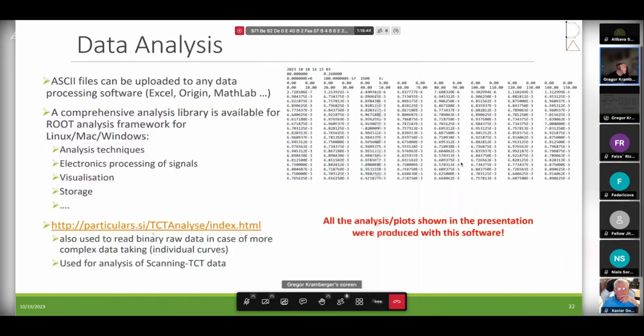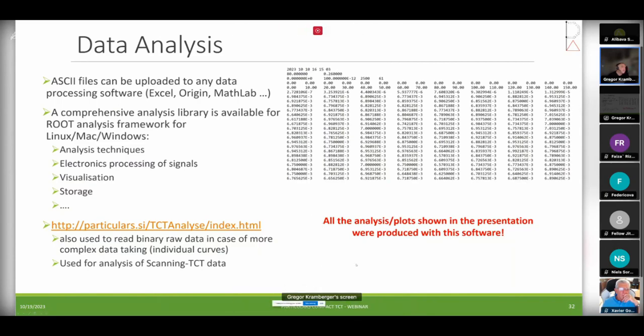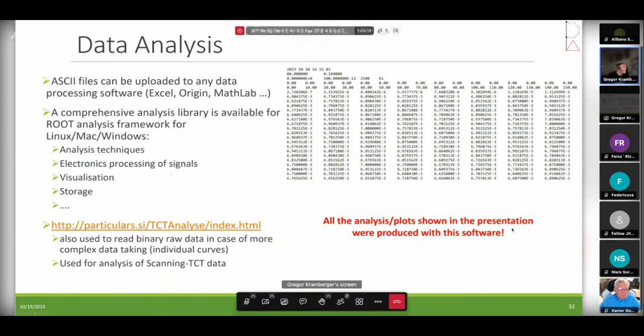Okay, so the data analysis. Like I said, this is how the ASCII files look like. You have the tail of the file, which is below, with all the comments that you wrote. And this is the head. So this is the starting time, the time between two points, the number of points, the number of voltages. Then you have the temperature. It wasn't measured here, so it's all zero. Then you have the voltage points, and then you have the curves in columns, and you can load that in any tool which you like.